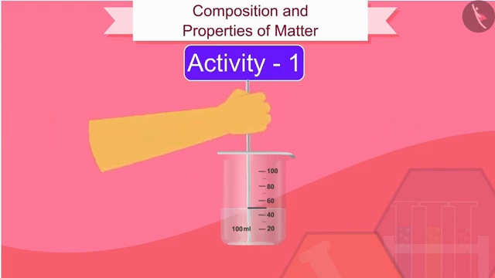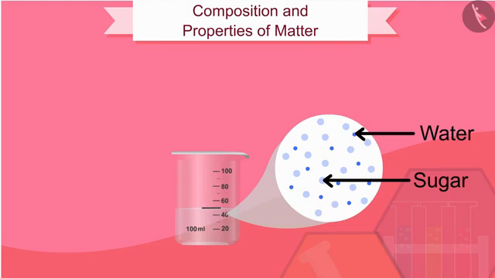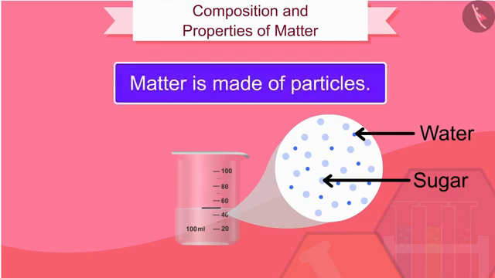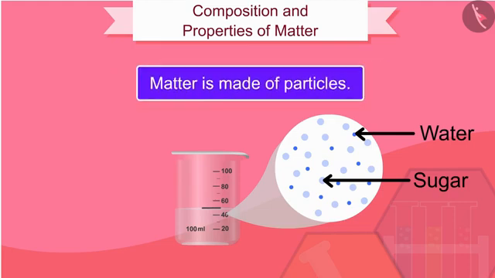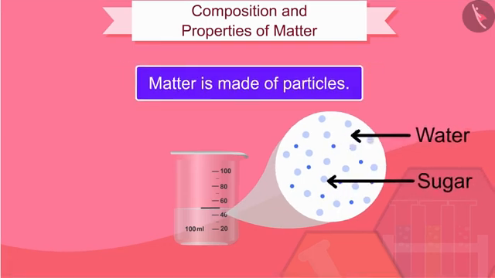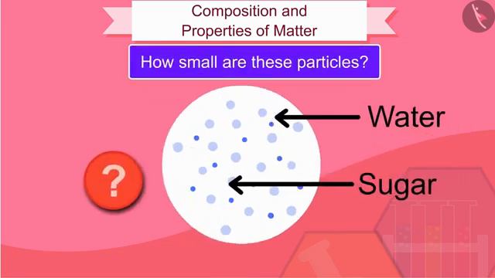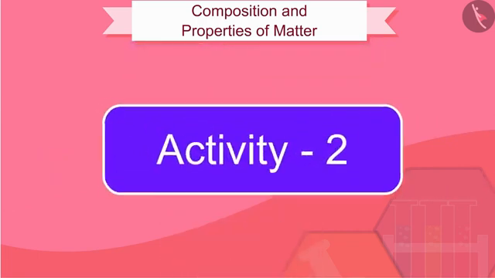When we dissolve sugar in water, the particles of sugar get into the spaces between the particles of water. From this activity, we can conclude that matter is made of particles. We have come to know that matter is made of particles. But how small are these particles? Let us try to find this out by an activity.